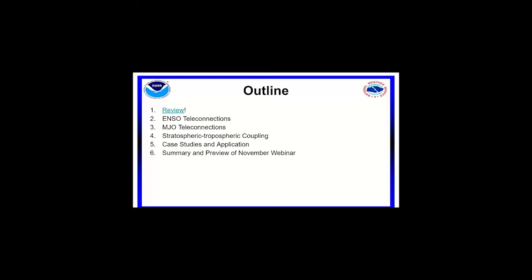we're talking about here. We'll talk a little bit about stratospheric tropospheric coupling, so the role that sudden stratospheric warmings can play in enhanced prediction skill and generating and leading to preferred teleconnection phases at the surface. And then we'll look at some case studies and application.